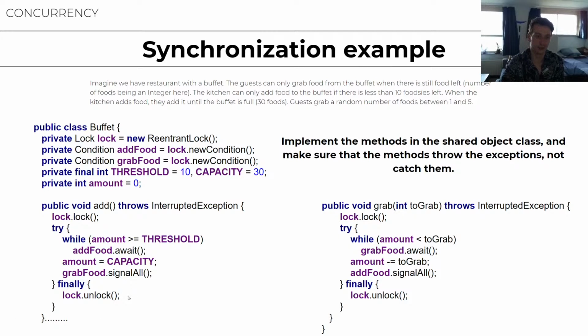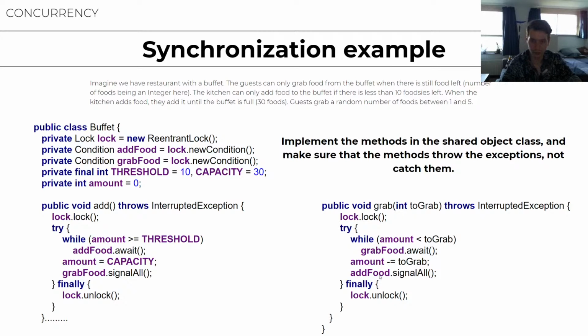This is the reason why you have to add the while loop. What happens when this add food.signalAll is called? This add food.await stops waiting. If this were an if statement, let's say that there's 20 food left and I only grab 2. There's 18 left. I give a signal to the kitchen, hey, I just grabbed food. Now if this were an if statement rather than a while statement, it would break out of that if statement and replenish the food to 30, even though there was 18 food remaining. So that's why you always have it in a while loop.